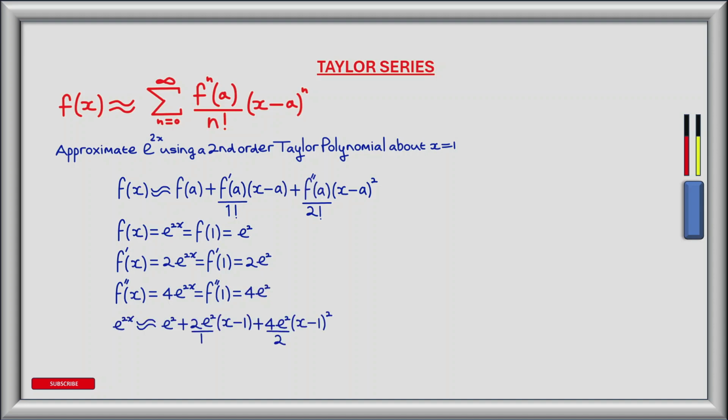If we plug these terms back into the Taylor series equation, we get e to the power of 2x is approximated by e squared plus 2e squared multiplied by x minus 1 and divided by 1, as 1 factorial is 1, plus 4e squared multiplied by x minus 1 all squared divided by 2 factorial, which is 2. Expanding this out, we see that e to the power of 2x is approximated by 2e squared x squared minus 2e squared x plus e squared.